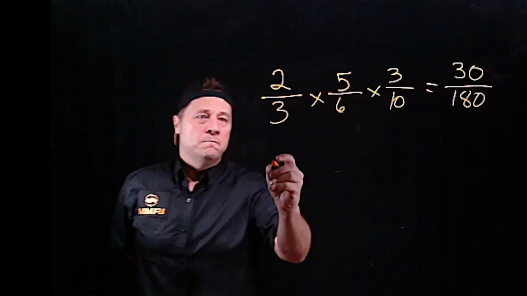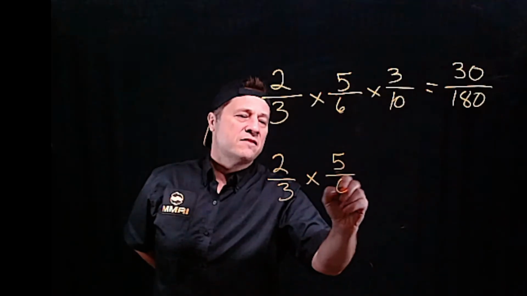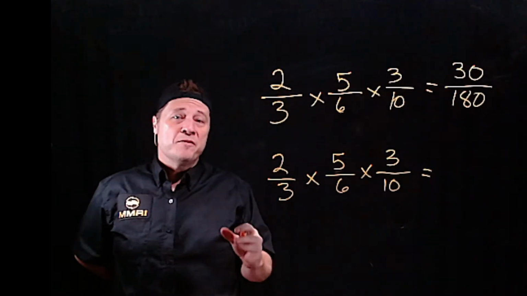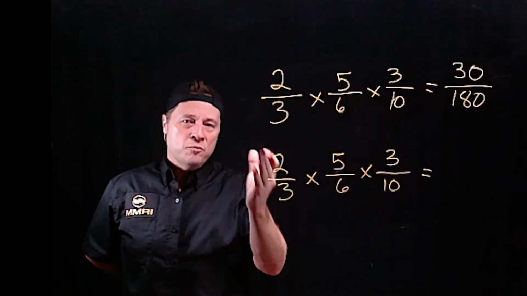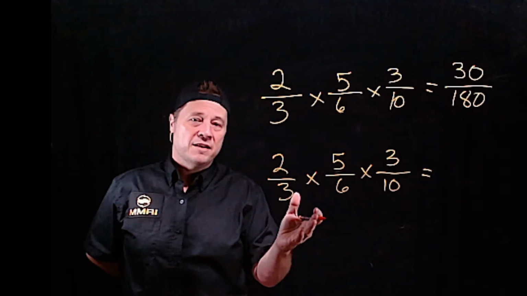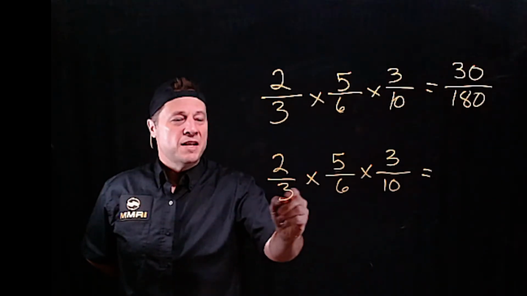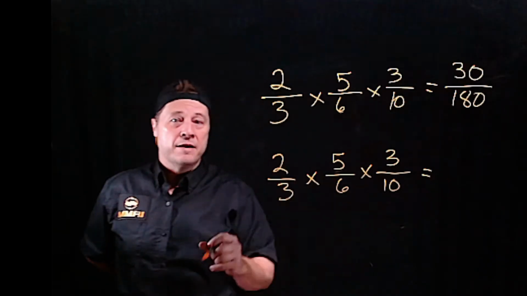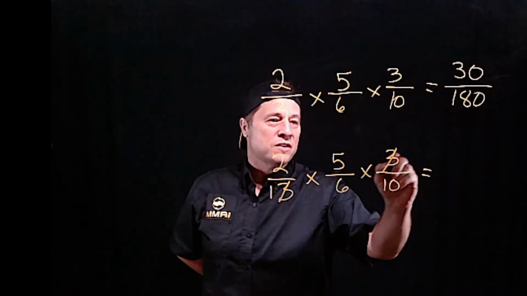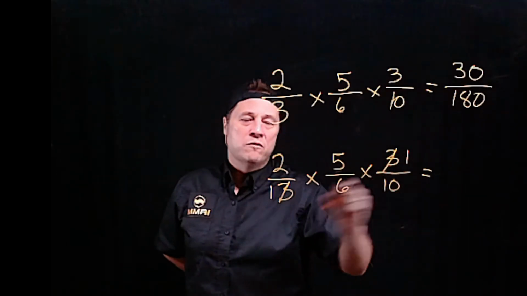okay? Or I can take my 2/3 times 5/6 times 3/10, and I can reduce before I multiply. So look at a numerator in one fraction and a denominator in another fraction and see if you can reduce them. As an example, the denominator here 3 and the numerator here 3 are the same. 3 goes into itself once. 3 goes into itself once. So I've changed this fraction to 2/1 and this fraction to 1/10.